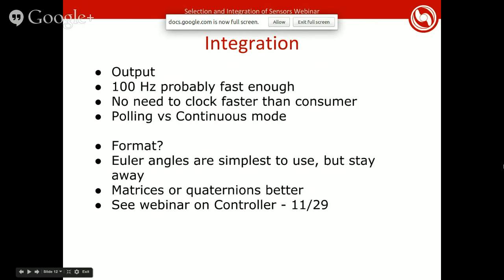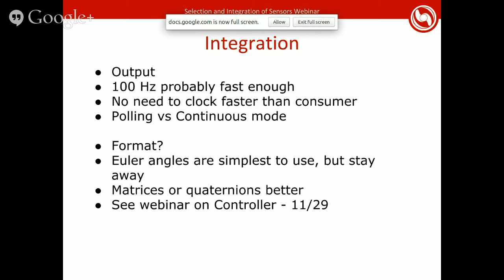So a lot of sensors have different options in output. Usually 100 hertz is more than fast enough. You don't need to get data faster than anything you have that's consuming it. So if you're outputting at 300 hertz, but your onboard mission is only reading that at 50 hertz, that's kind of a waste of energy and time.